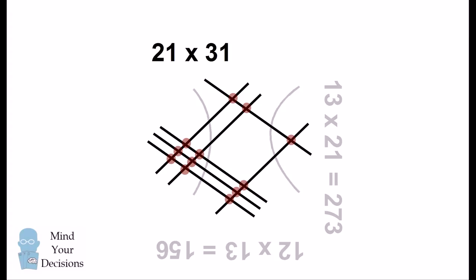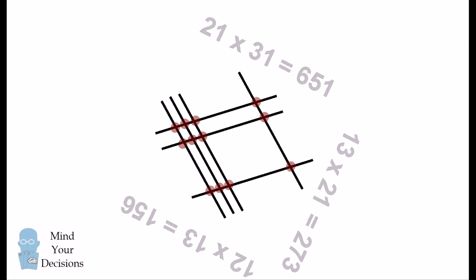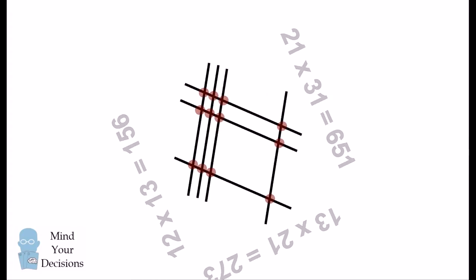We'll now count up vertically aligned intersections. There's 1 on the right, 5 in the center, and 6 on the left. So that means 21 times 31 is 651. We're not done yet. We can do this one more time. We'll rotate the diagram 90 degrees.